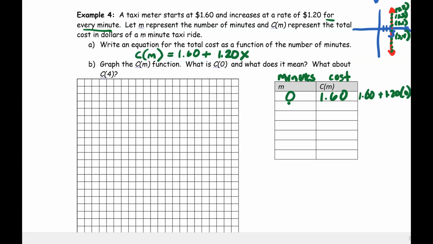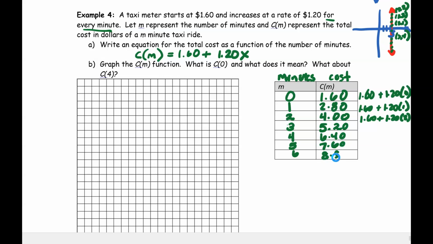Let's say you go 1 minute. Well, you're going to pay $1.60 to get in plus $1.20 times 1 minute. So that's $2.80. If you spend 2 minutes, you're going to do $1.60 plus 1.20 times 2, and that's going to give us $4 in the taxi. And I'm going to keep on going and fill in these remaining numbers. So $1.60 plus 1.20 times 3 would be $5.20, and $6.40, and $7.60, and $8.80, and you can keep going if you want.